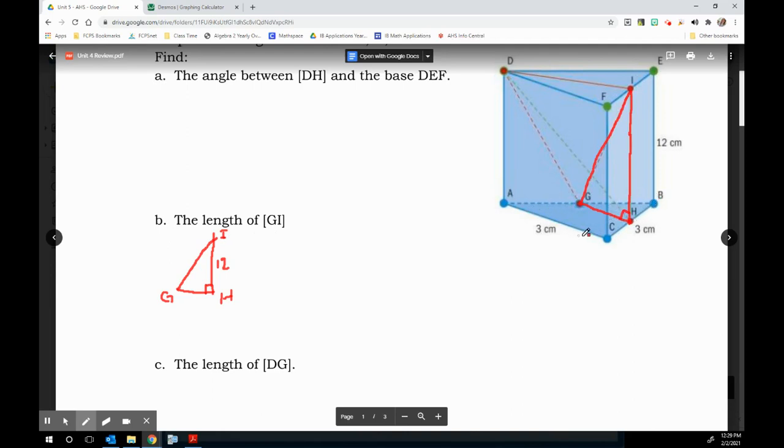Then the tricky part is remembering back to geometry. So this base, remember, is an equilateral triangle. So that means A to B is 3 centimeters. We also know from the given information at the top that both G and H are midpoints of A to B and B to C, respectively.